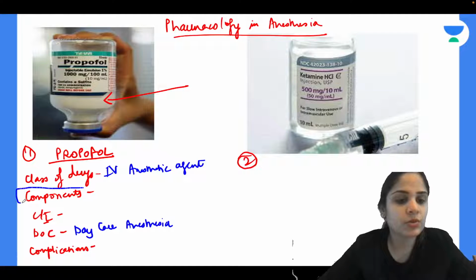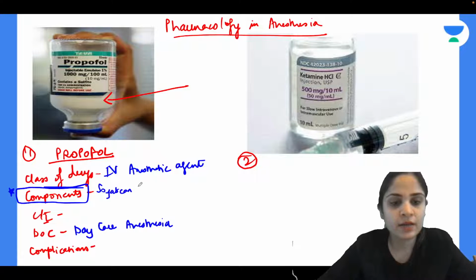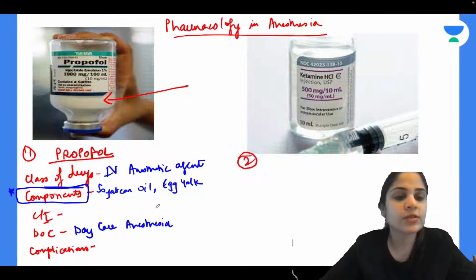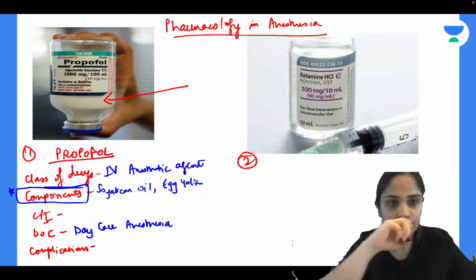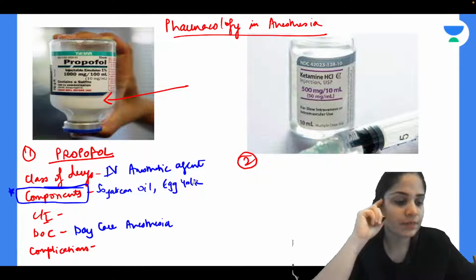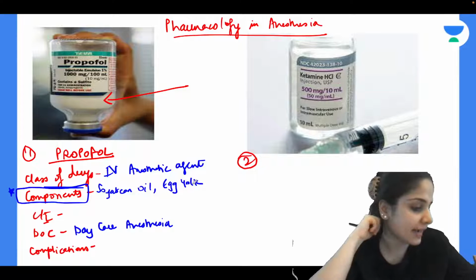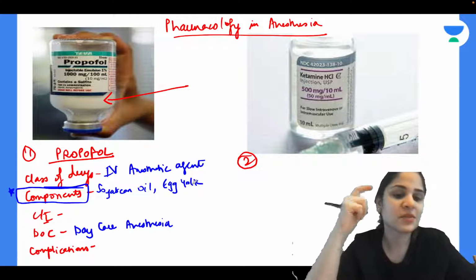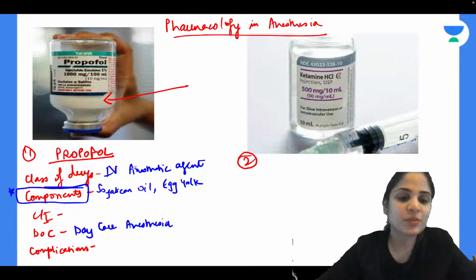This is one of the most commonly asked questions. So remember, propofol is made up of all the fats possible, correct? So it contains soybean oil, it contains egg yolk, it contains all of those things. Okay. And propofol is contraindicated in which condition? Yes, you are right. Eggs are used in pancakes as well. So you are correct. Eggs are also a component of propofol.